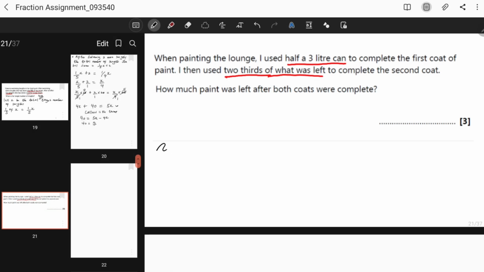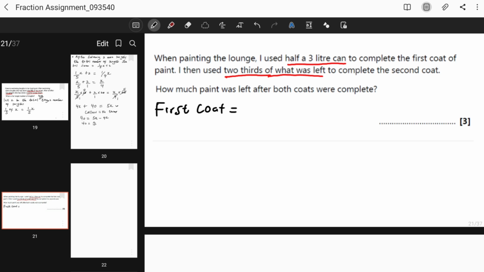So let's actually interpret. So it means the first coat. In the first coat, he or she, okay, let's say he used half a 3-liter. Someone will say, well, gender equality. Okay, let's use she.